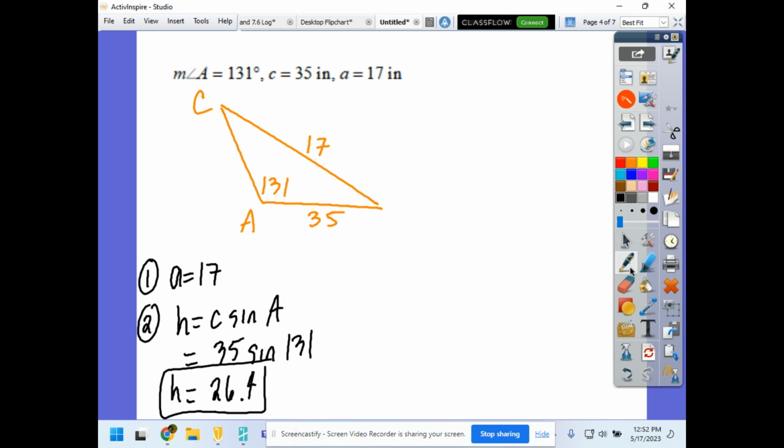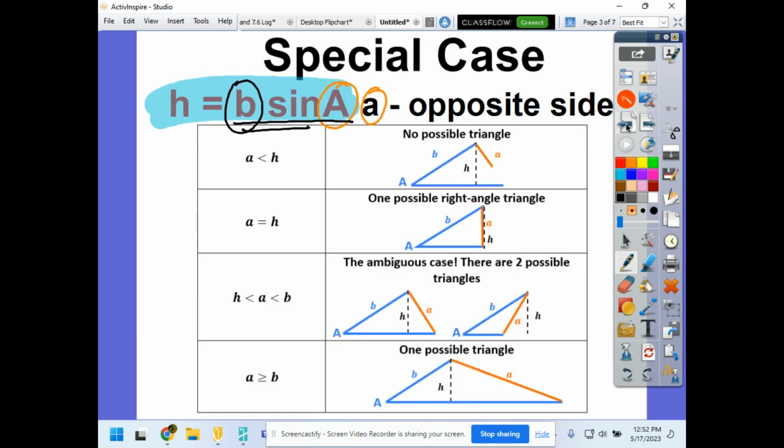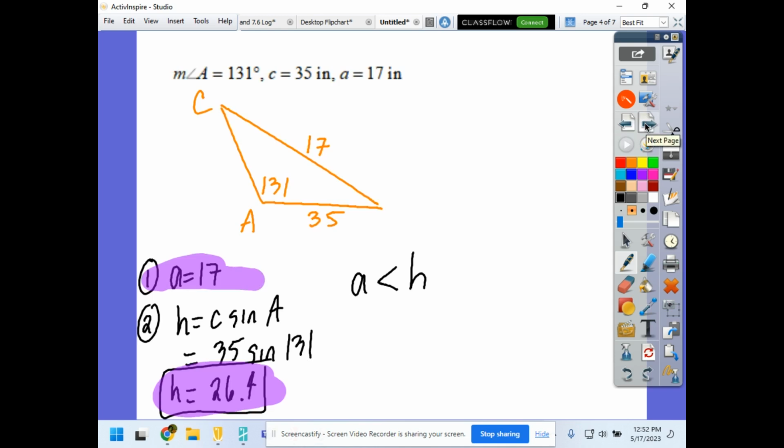If you compare the height with my opposite side, 17, we can say that A is smaller than the height. So in that case, A is smaller than H. Therefore, we will have no triangle here.